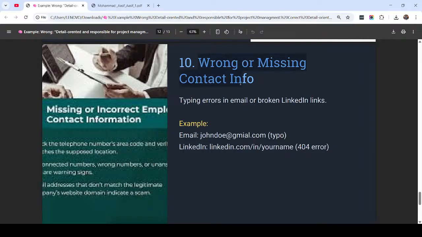This is wrong, and missing contact info. This is a very common problem, where you misspell your email ID or even your phone number. Now people have two numbers, one for WhatsApp and one for calling. Then HR gets confused, and if the number is not working, they don't check or change the number. So please make sure that if you are forwarding your resume, at least your contact info is proper.